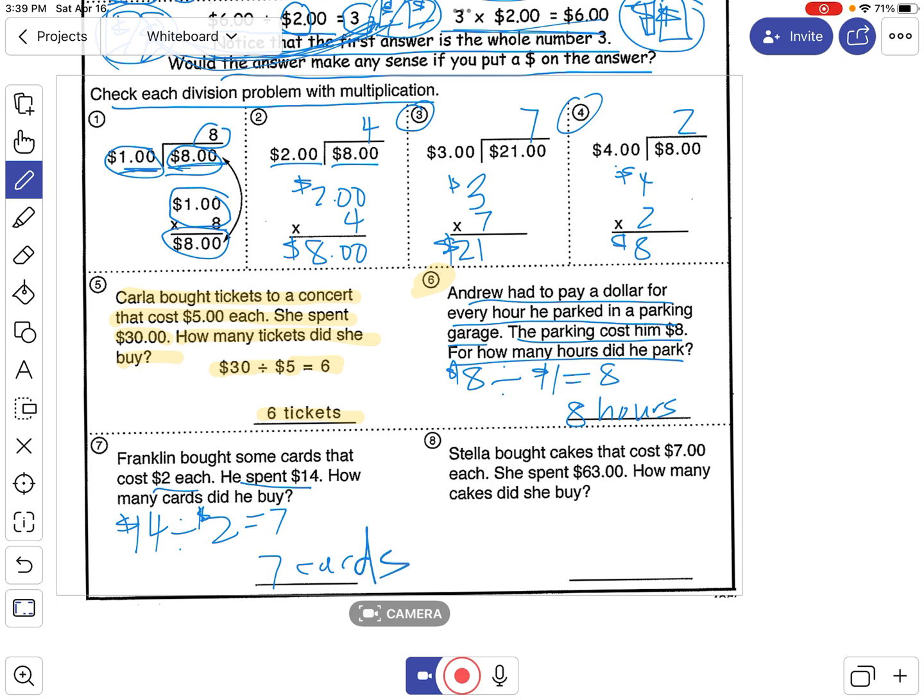And then in this next one, Stella bought cakes that cost $7 each. She spent $63. How many cakes did she buy? $63 divided by $7 is equal to 9 cakes. 9 cakes for $7 each. There it is. Hope you got them.